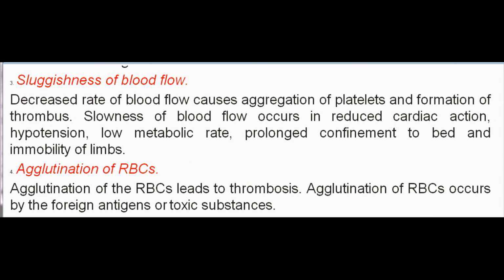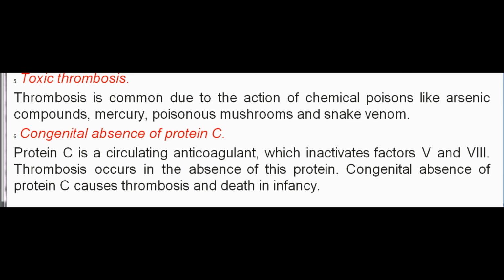Sluggishness of blood flow. Decreased rate of blood flow causes aggregation of platelets and formation of thrombus. Slowness of blood flow occurs in reduced cardiac action, hypotension, low metabolic rate, prolonged confinement to bed and immobility of limbs. Agglutination of RBCs. Agglutination of the RBCs leads to thrombosis. Agglutination of RBCs occurs by the foreign antigens or toxic substances. Toxic thrombosis. Thrombosis is common due to the action of chemical poisons like arsenic compounds, mercury, poisonous mushrooms and snake venom.